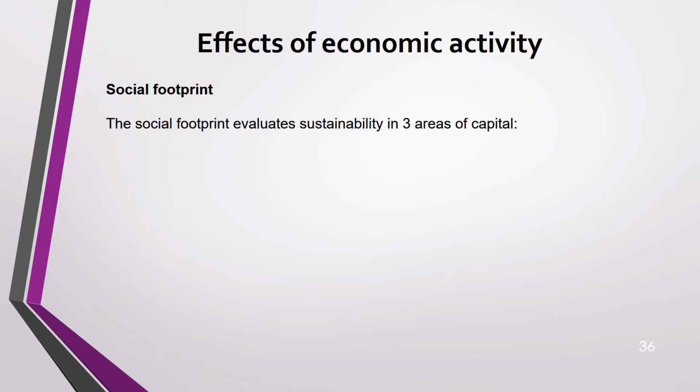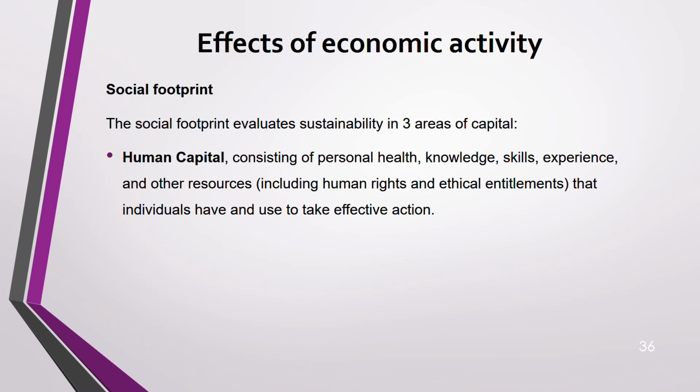Social footprint evaluates sustainability in three areas of capital. You have to be sustainable in these three areas of capital for you to have a positive social footprint. One area is human capital. That means your personal health, the knowledge that you acquire, the skills, experiences.